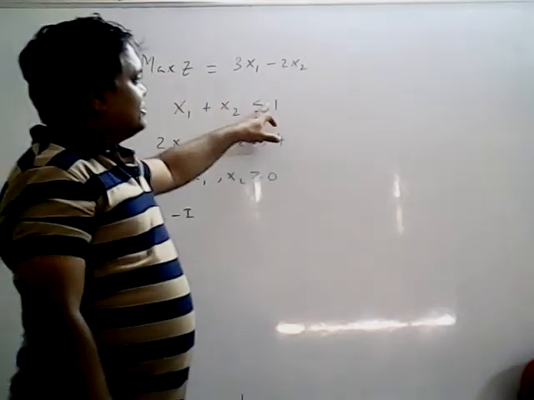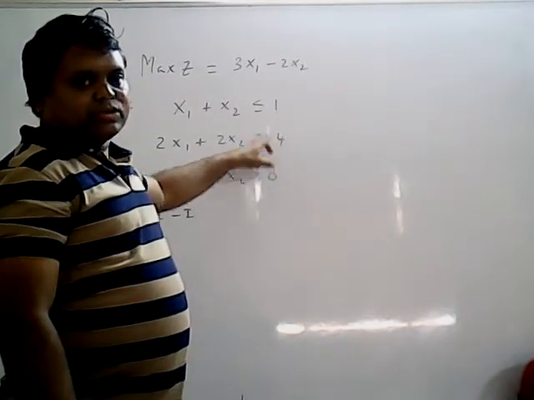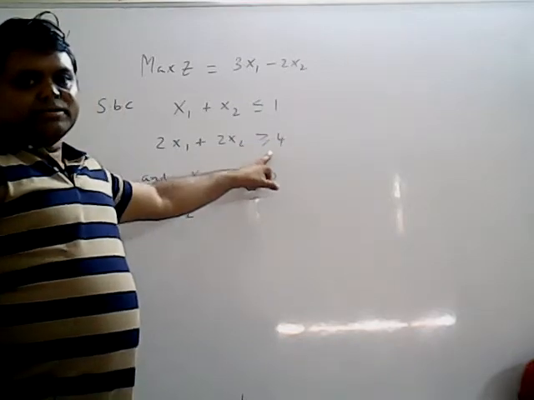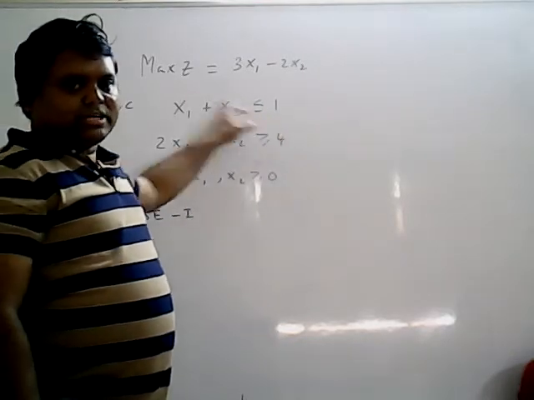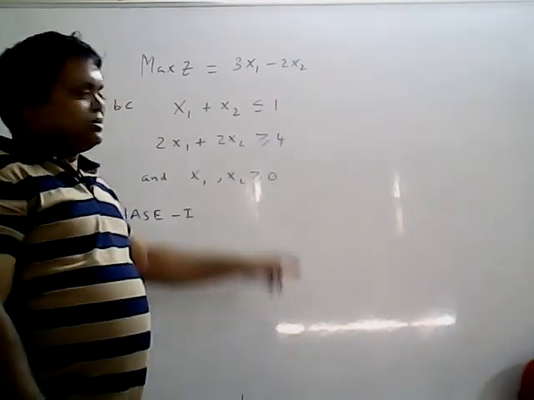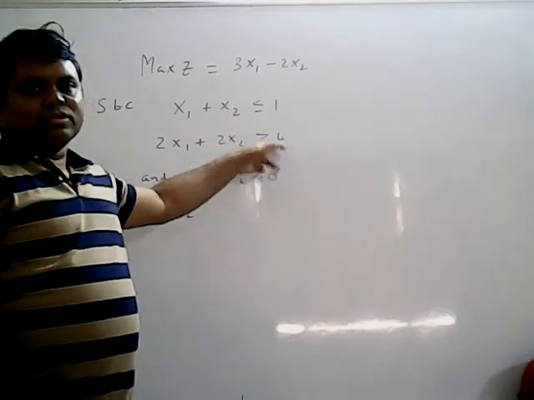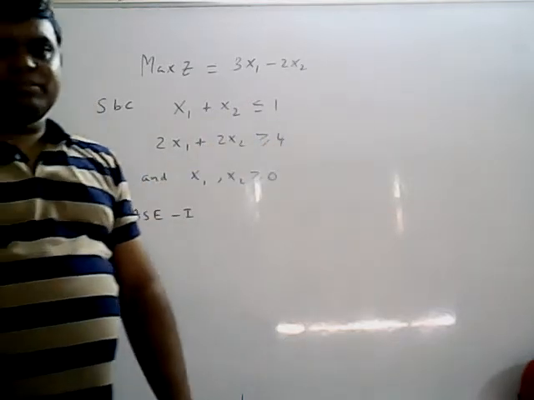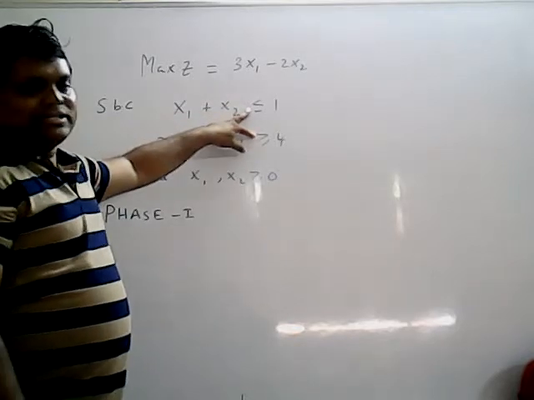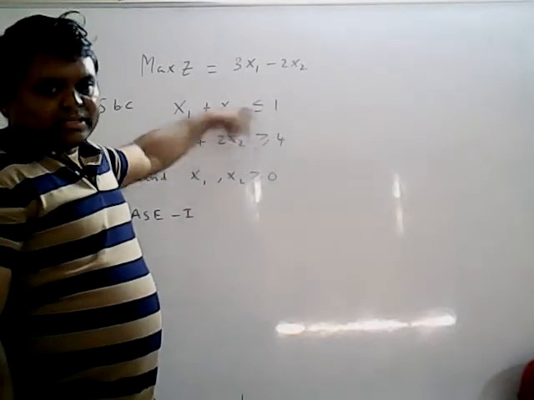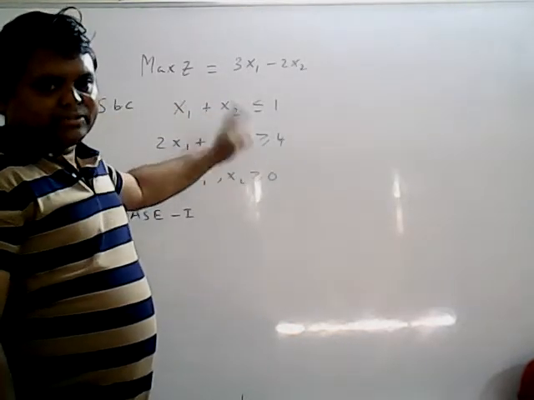Next, step number 2. Check the right hand side values. If both are positive, you can ignore step number 2. If any one value is negative, then multiply that constraint by minus 1. But in this case, both are positive, 1 and 4, so you can ignore step number 2. Next, step number 3: convert these inequalities into equalities, which gives the standard form, and then you can write the matrix form.